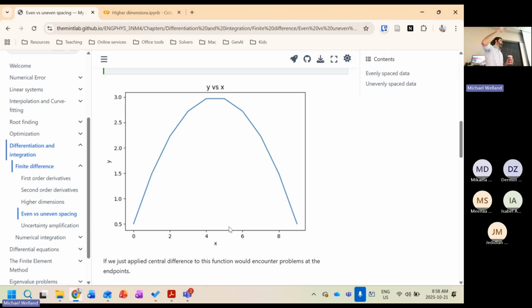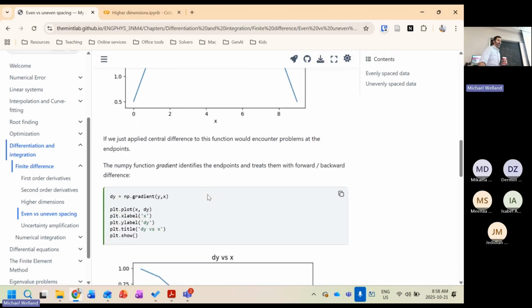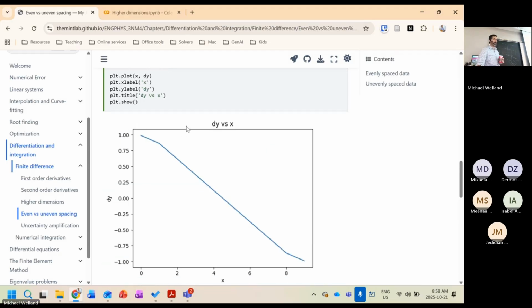I generated a function, and I already told you what that function was, right? The function was a parabola, right? This should be straight. Okay, I'm telling you right now, it should be straight. Why is it not straight? Why is this screwy at the boundaries? Right? And what does that mean? Why is that a problem?